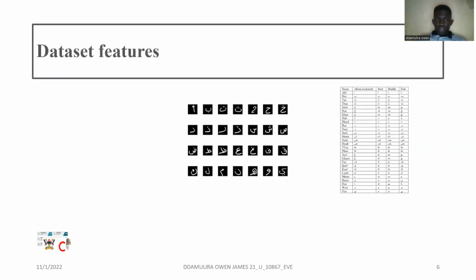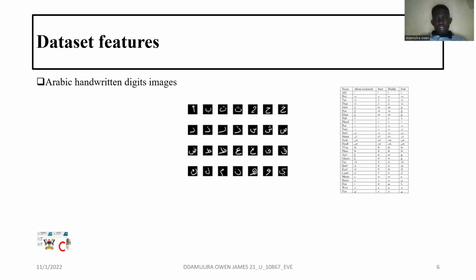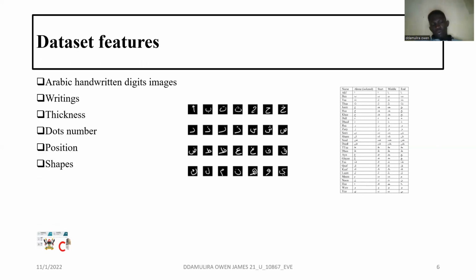Then features. I'm using Arabic handwriting images, writing thicknesses, dot numbers, positions, and shapes. What do I mean by thickness? Numbers vary in thicknesses, numbers vary in dots. For example, if you look at a 4, dots we talk about the edges. It has like 6, sometimes they are 5, depending on the handwriting.